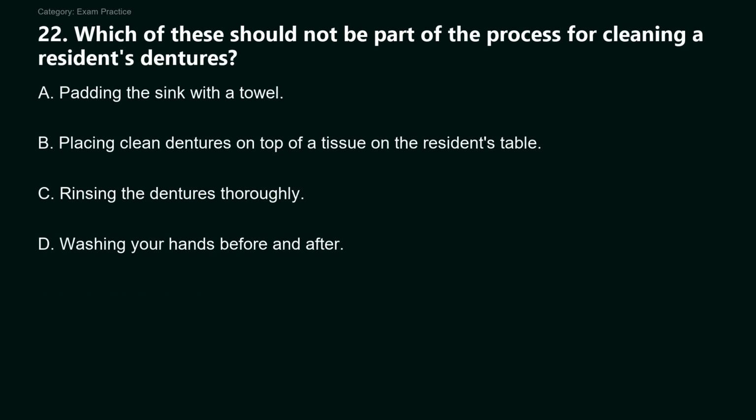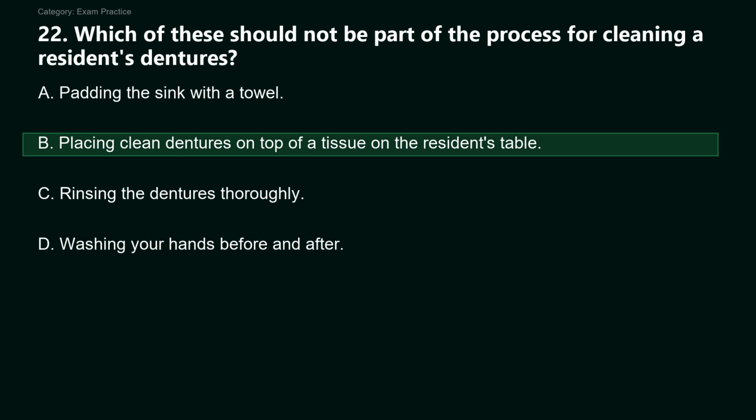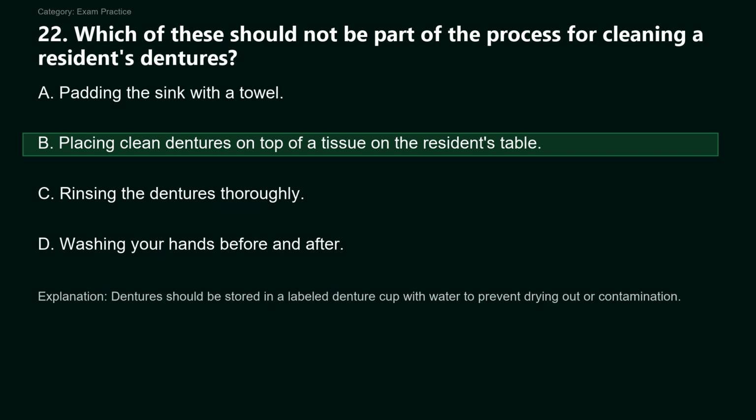Question 22. Which of these should not be part of the process for cleaning a resident's dentures? Option A. Patting the sink with a towel. Option B. Placing clean dentures on top of a tissue on the resident's table. Option C. Rinsing the dentures thoroughly. Option D. Washing your hands before and after. The correct answer is option B, placing clean dentures on top of a tissue on the resident's table. Dentures should be stored in a labeled denture cup with water to prevent drying out or contamination.